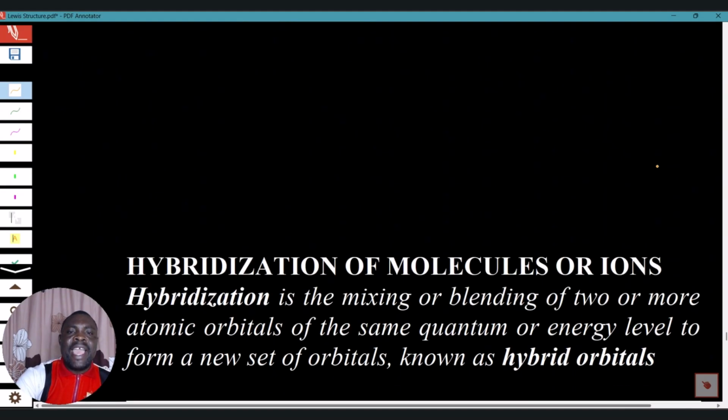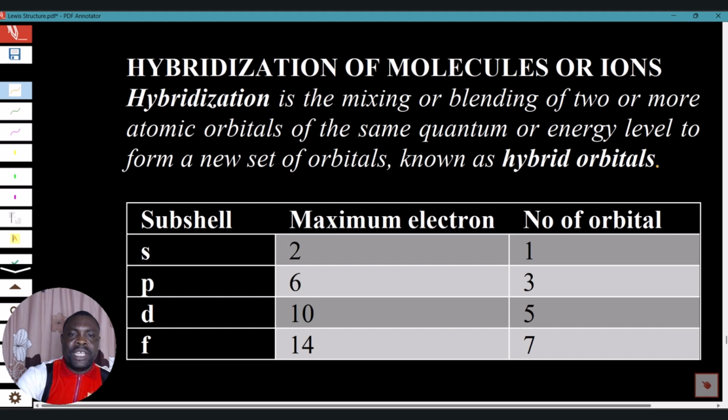Now, the region of high electron density is very important. It is used to determine the hybridization of a molecule or ion. Now, what is hybridization? It's simply the mixing or blending of 2 or more atomic orbitals of the same quantum or energy level to form a new set of orbitals known as what?